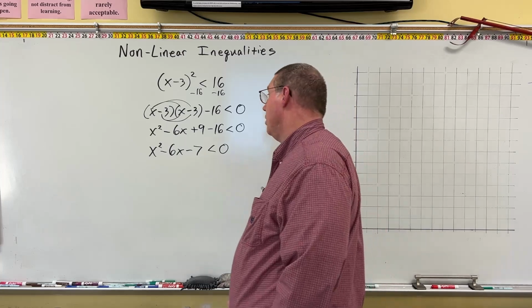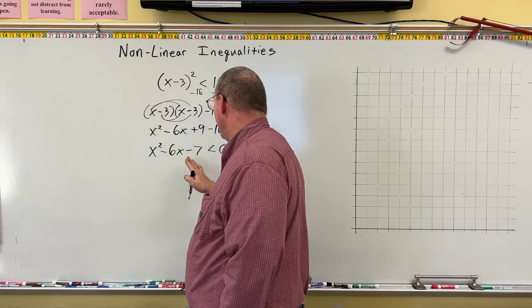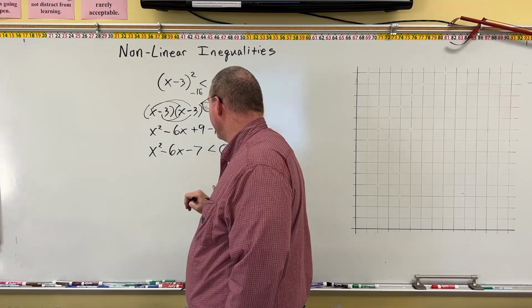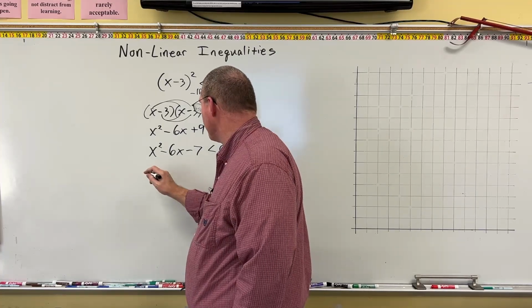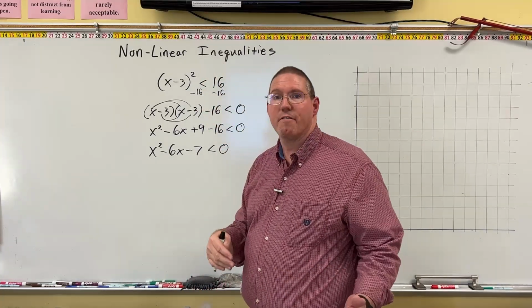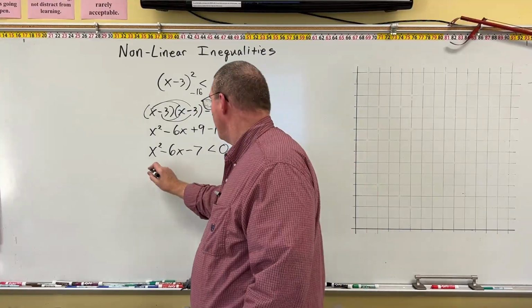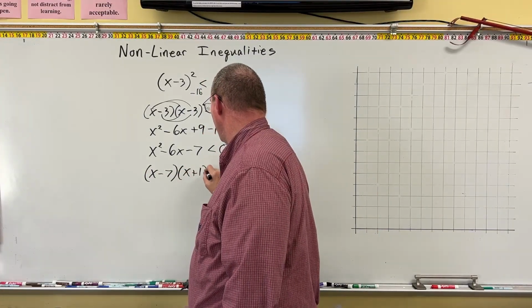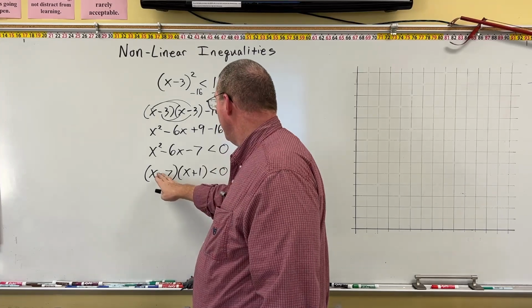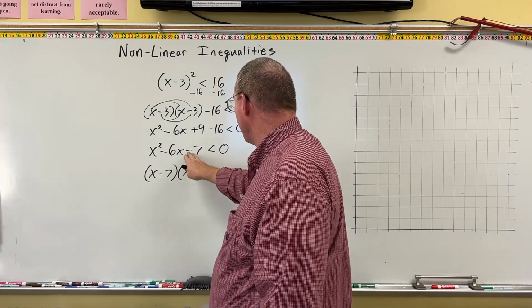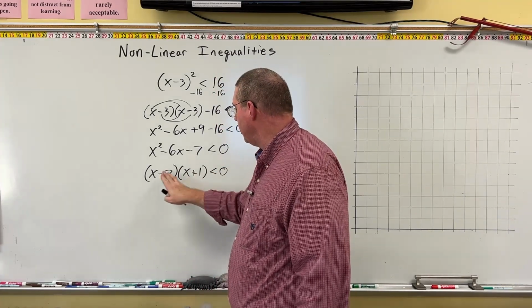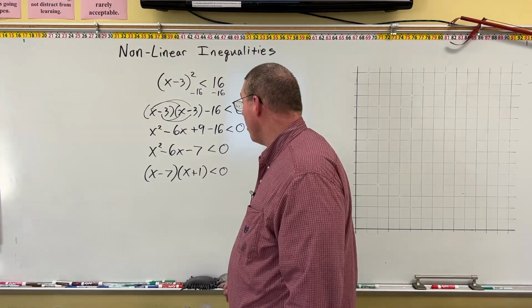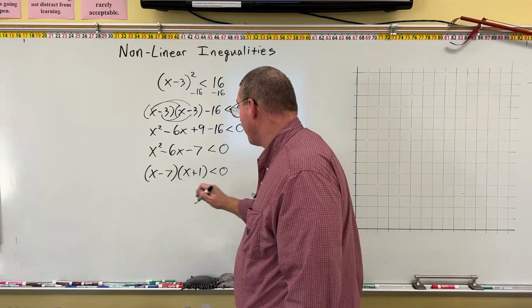This is factorable, so we're looking for two numbers, and you could look it up with Desmos if you want to. Two numbers that multiply to negative 7, but add up to negative 6. I know that they are negative 7 and positive 1. So we're going to have (x minus 7) times (x plus 1) is less than 0. So look, negative 7 times positive 1 is negative 7. Negative 7 plus positive 1 is negative 6. And so that means our zeros here, our solutions, are x equals 7.